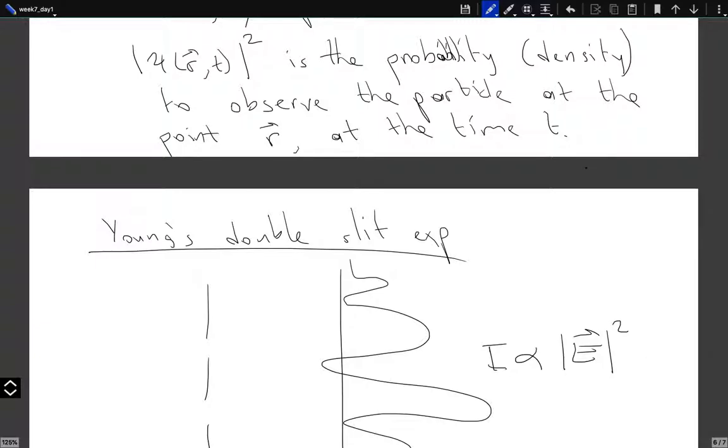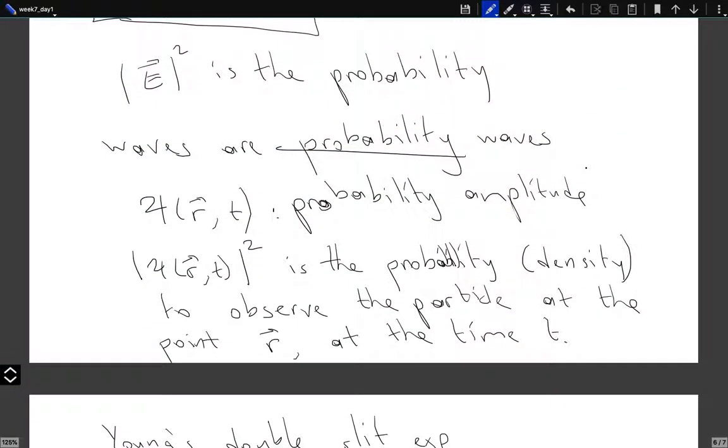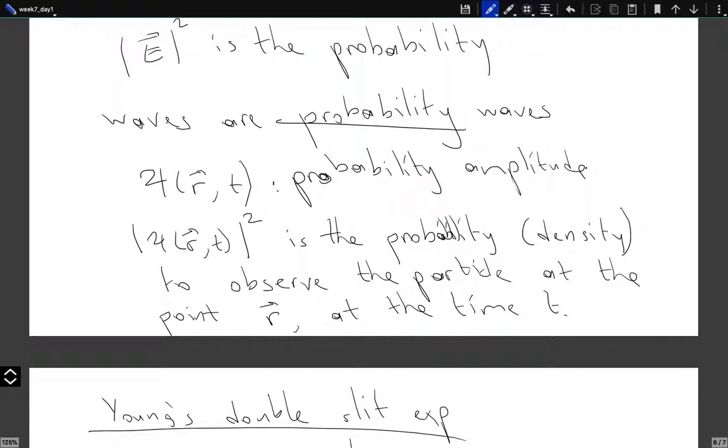Why both absolute value and square? Why doesn't only the square suffice? Well, nothing tells us that it should be real. It doesn't have to be a real number.